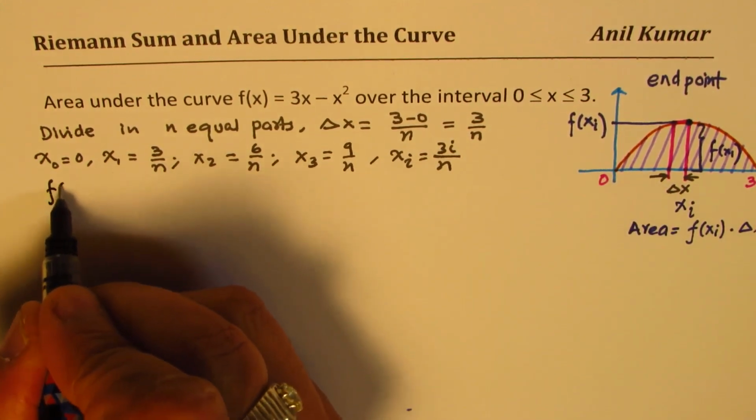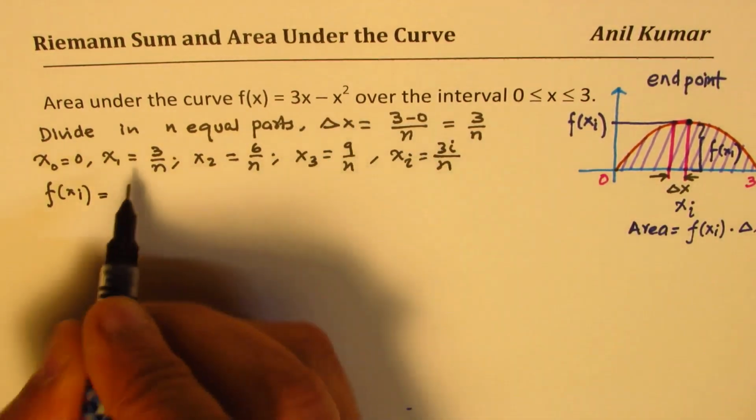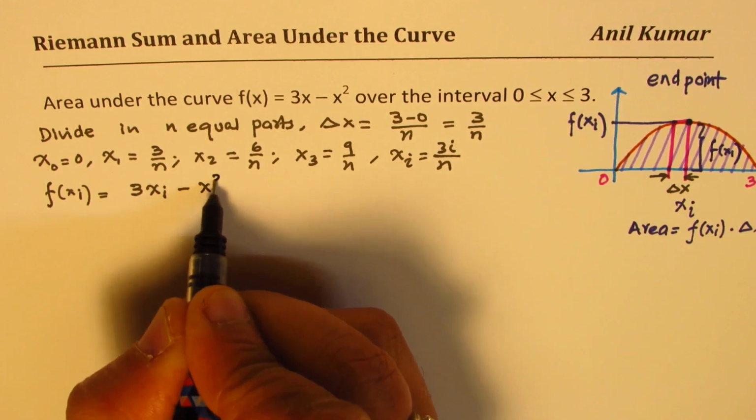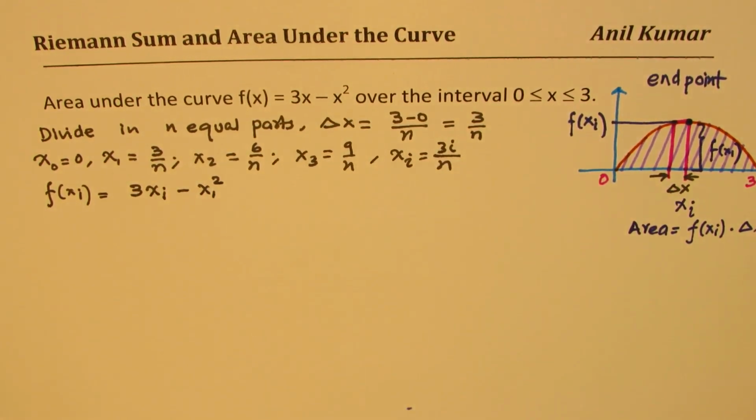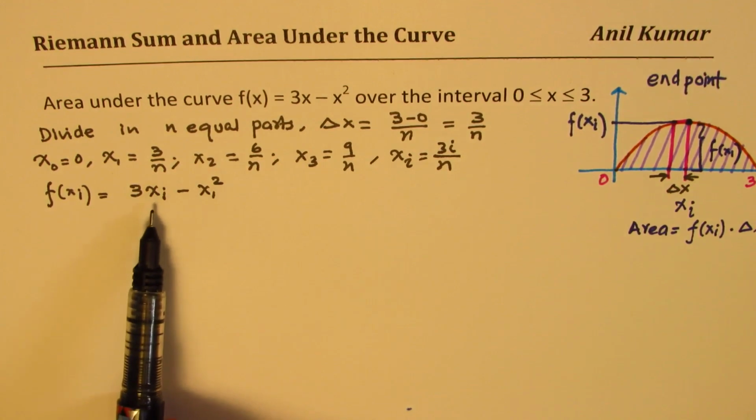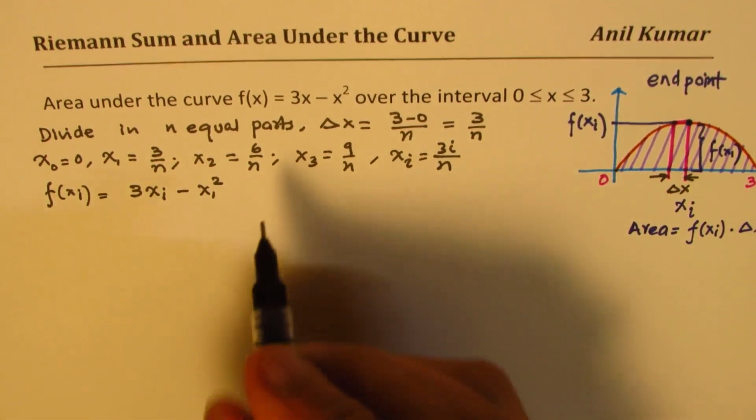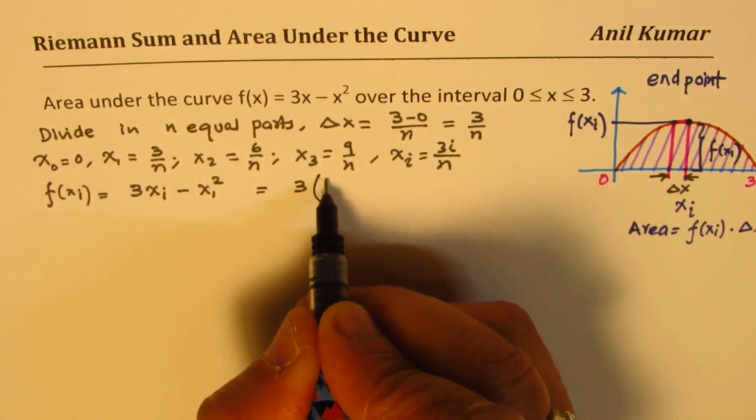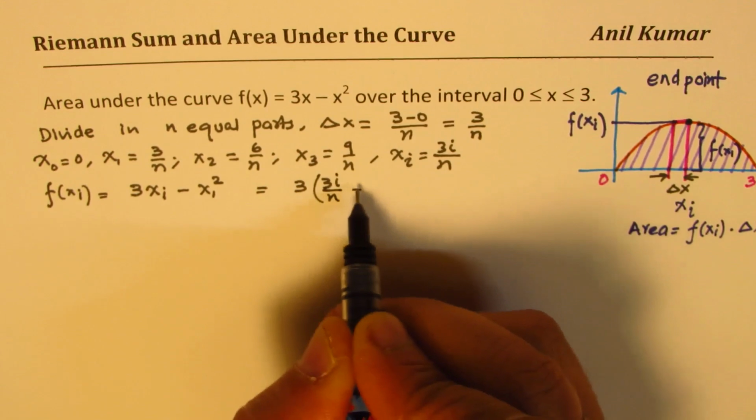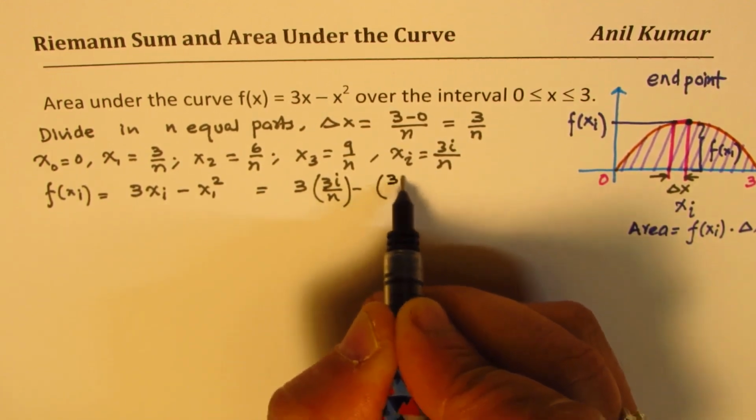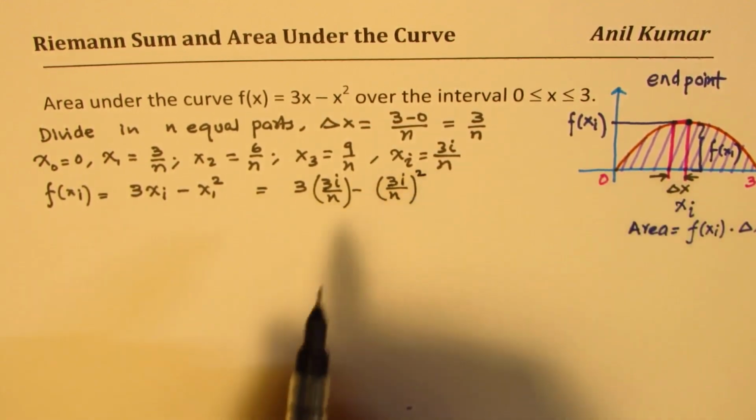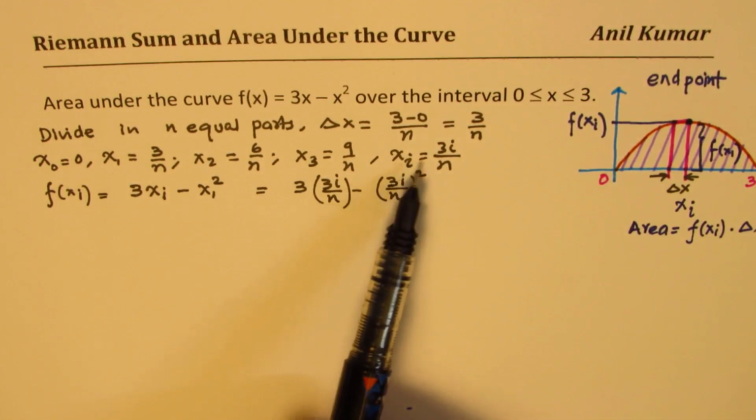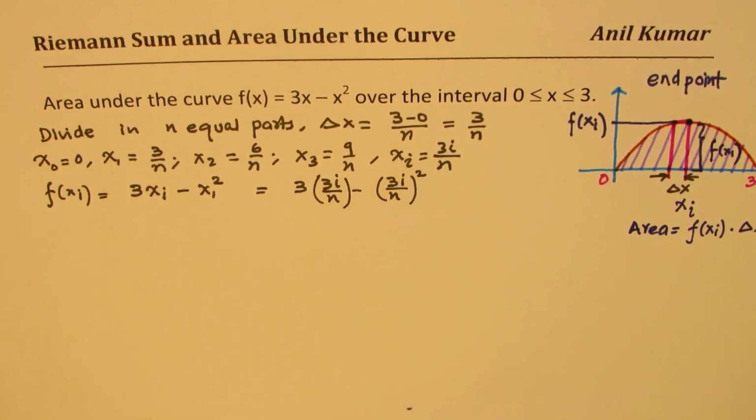So what is f of xi for you? f of xi is 3 xi minus xi squared, right? You could always replace this with 3i over n. So you get this expression as 3 times 3i over n minus 3i over n whole squared. So that becomes your f of xi. Is that clear to you? Since xi is 3i over n, right?